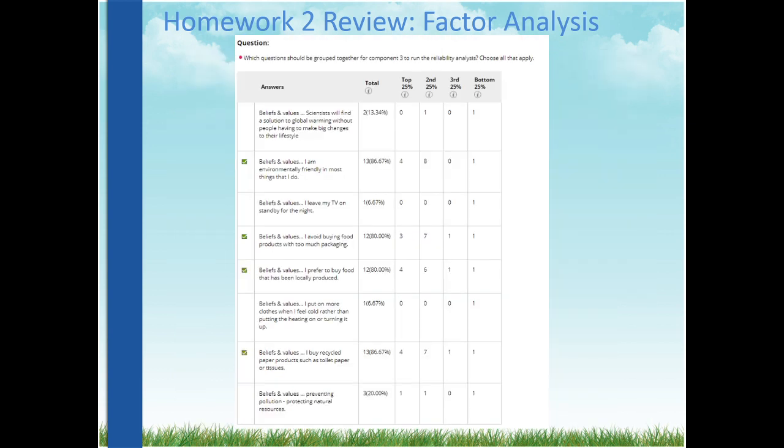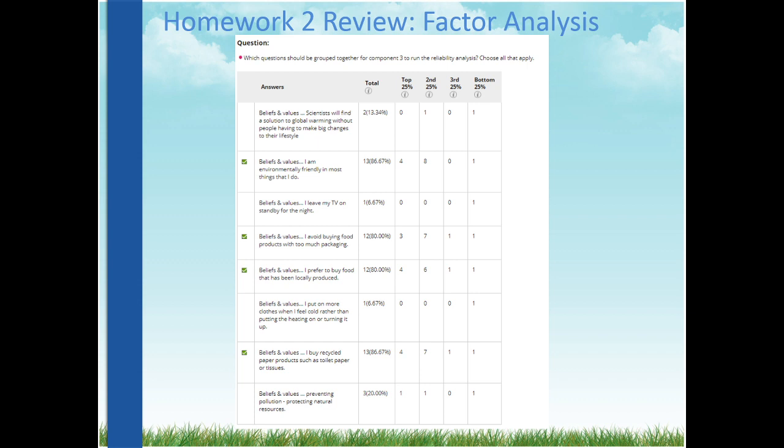The second question that posed a bit of a challenge was which of the questions should be grouped together. And this was just based on the reliability analysis. These are the options that worked. The beliefs and values environmentally friendly. I avoid buying food with too much packaging. I prefer to buy food that's been locally produced. And I prefer to buy paper products such as toilet paper or tissues or recycled ones. All of those had the 0.6 or higher level of the factor analysis for component 3.